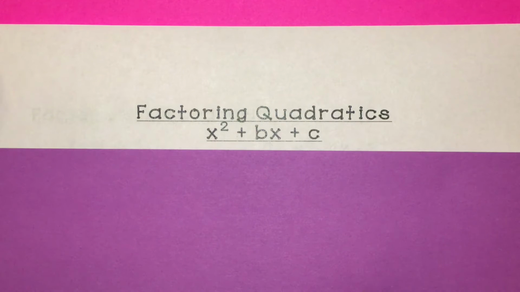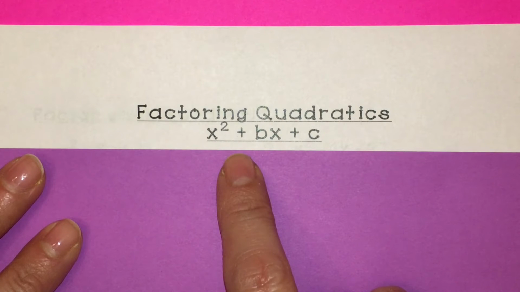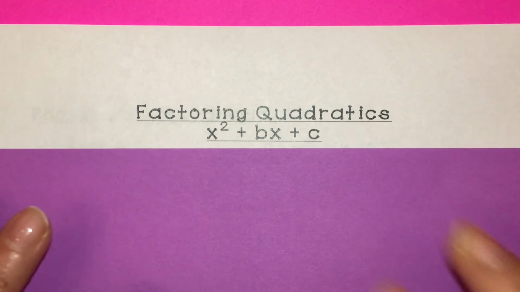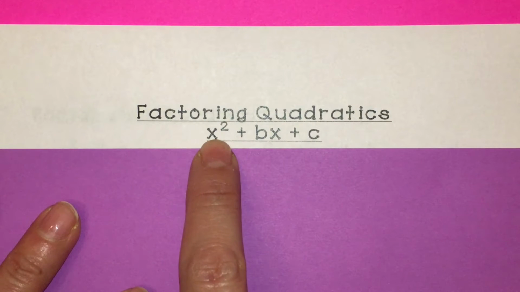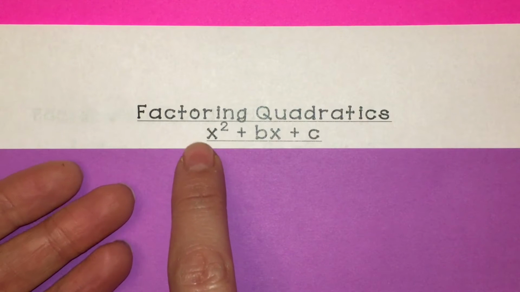In this video, we're going to factor quadratics in the form x squared plus bx plus c. So in this type of quadratic, this is the easier one. It's where you don't have a number multiplied by x squared. So this would be 1x squared. So there'd just be 1 as the coefficient.